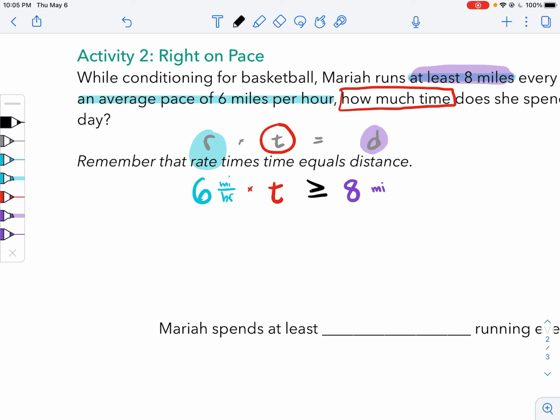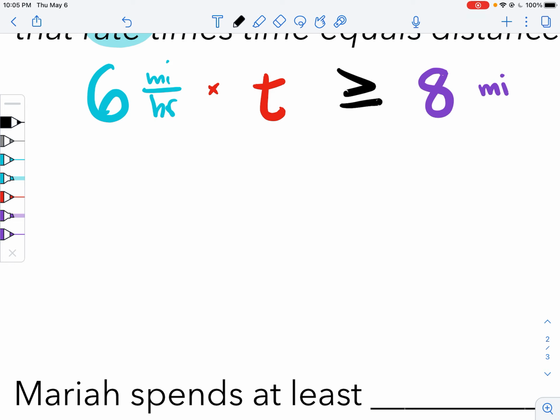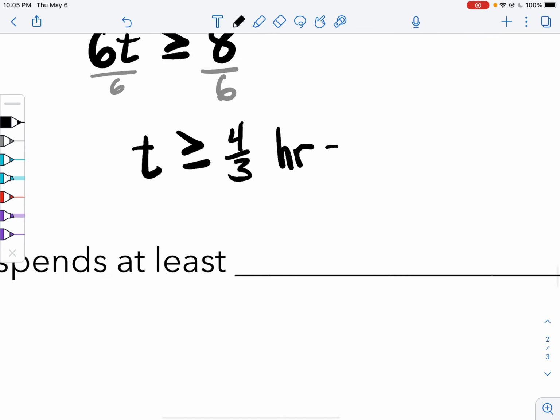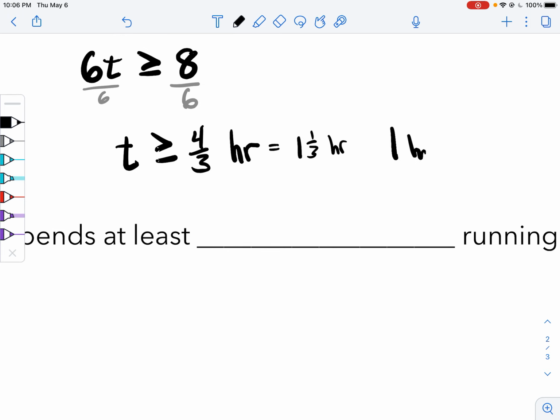Now we want to solve for t. I'm just going to rewrite it with the numbers right now. 6t is greater than or equal to 8. So to solve for t, we're going to divide by 6 on both sides. And that gives us t is greater than or equal to 8/6, which is 4/3 of an hour. 4/3 of an hour is 1 1/3 hours, which is 1 hour and 20 minutes.